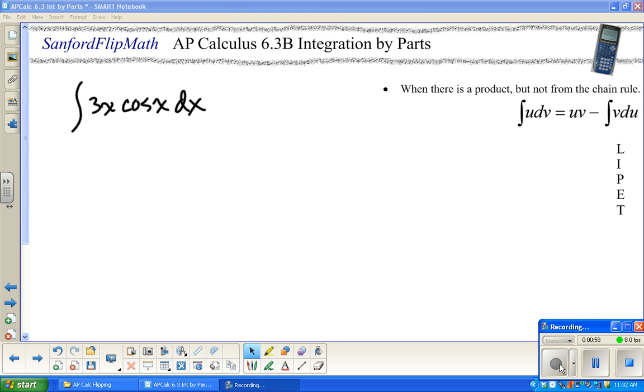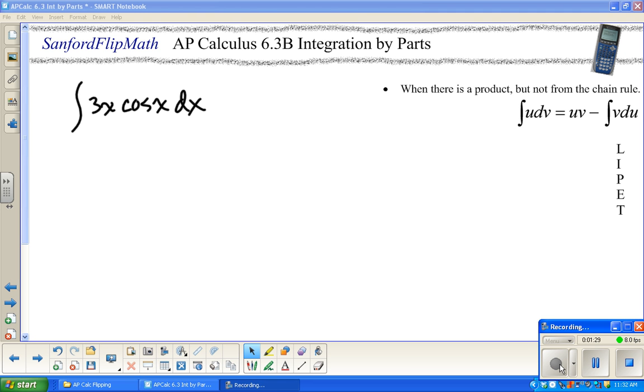Okay, and so in this function, this indefinite integral that you see here, 3x did not come from the derivative of the inside of cosine, because that's just cosine x. Cosine x did not come from the derivative of the inside of 3x, which I don't really see what the inside is. So the idea here is we just have a product, and it's not from the chain rule. So my inclination is probably integration by parts.